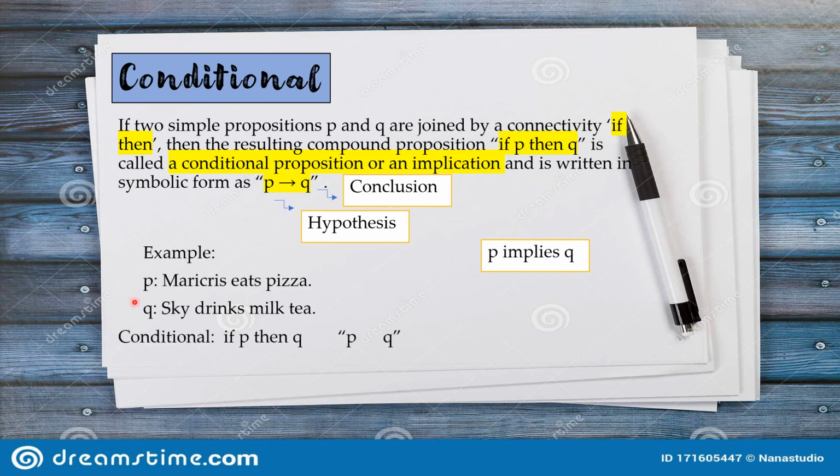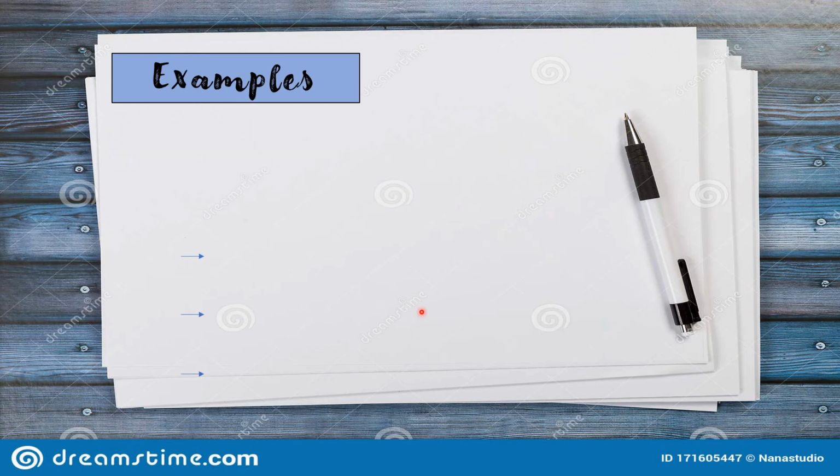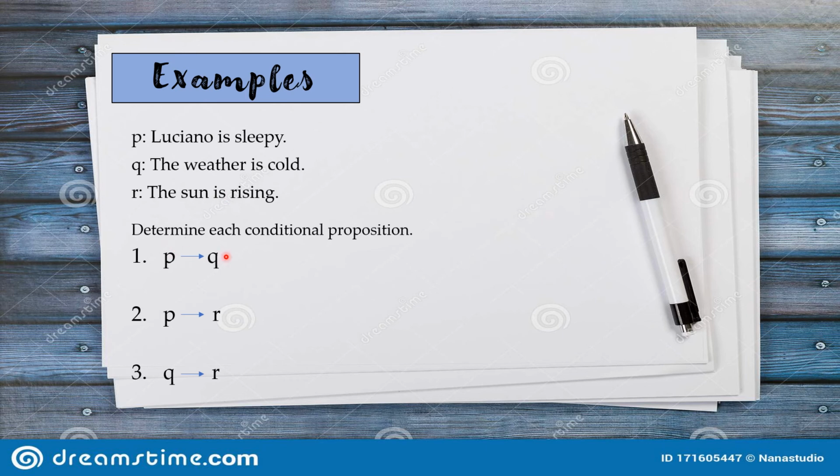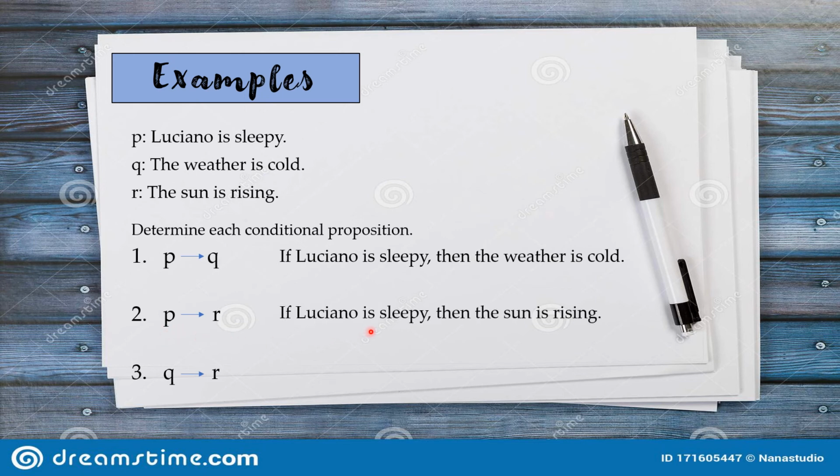Example, conditional if P then Q. And in symbol, so we have if Marie Chris eats pizza, then Sky drinks milk tea. Examples, determine each conditional proposition. If P then Q: if Luciano is sleepy, then the weather is cold. If P then R: if Luciano is sleepy, then the sun is rising. If Q then R: if the weather is cold, then the sun is rising.